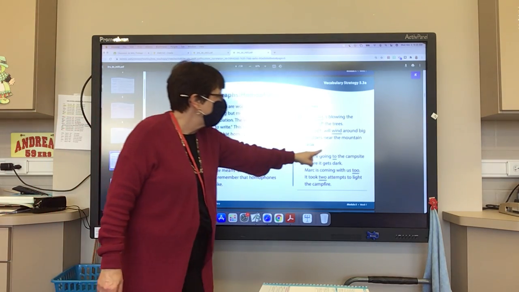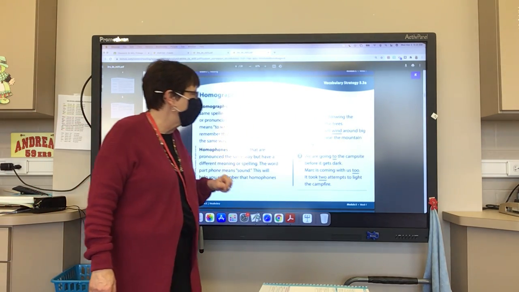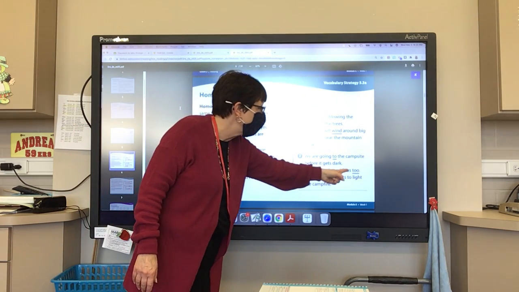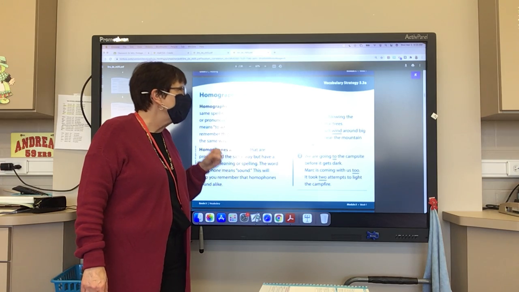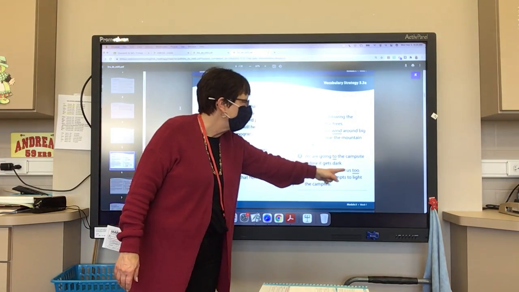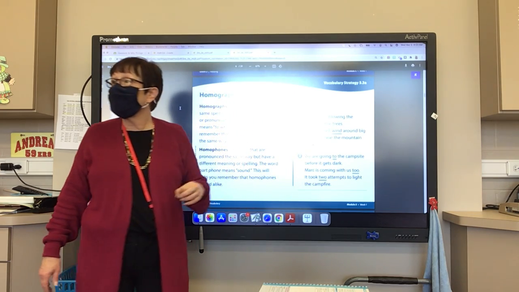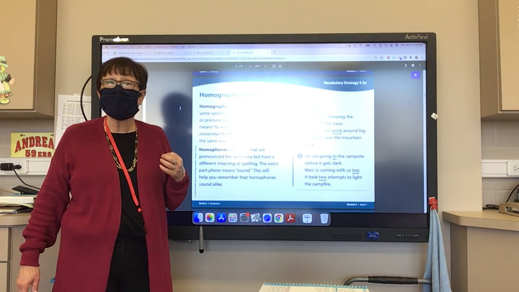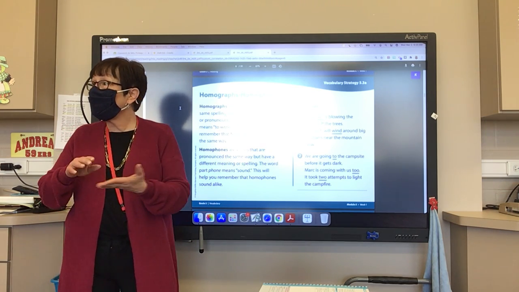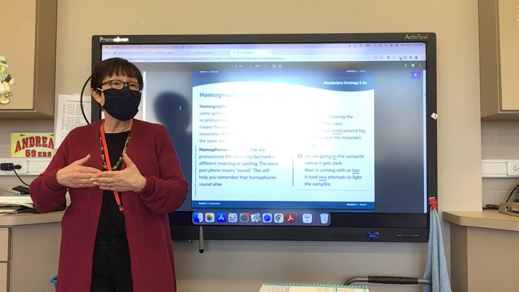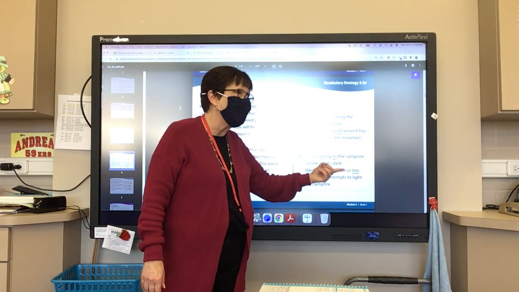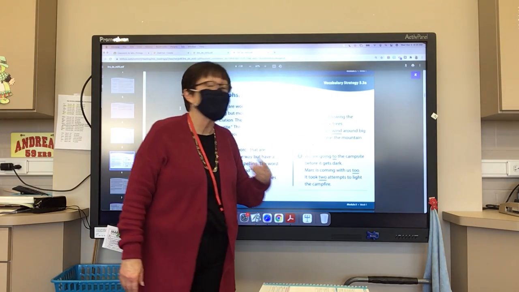We are going to the campsite before it gets dark. Mark is coming with us too, T-O-O. It took two attempts to light the campfire. So T-O, T-O-O, and T-W-O are homophones. They all sound exactly alike when you say them, but they're all spelled differently, and they all have different meanings. This is the number 2. This is the word too, that means also, and this is to like you're going someplace.